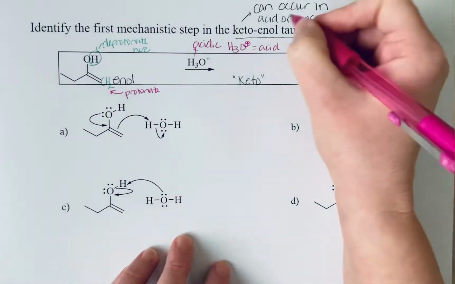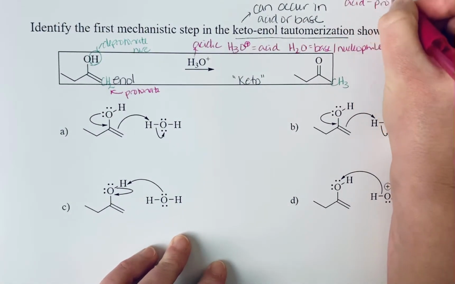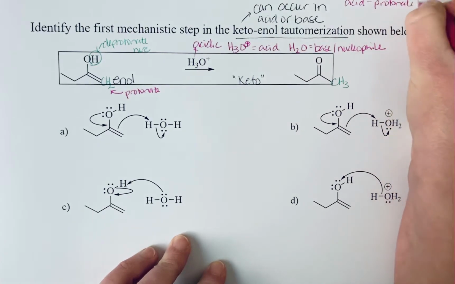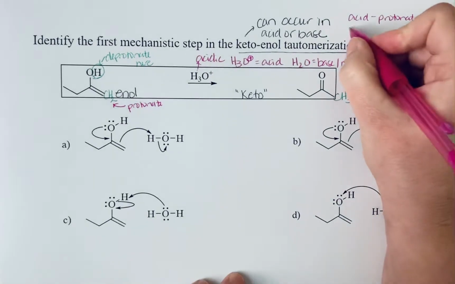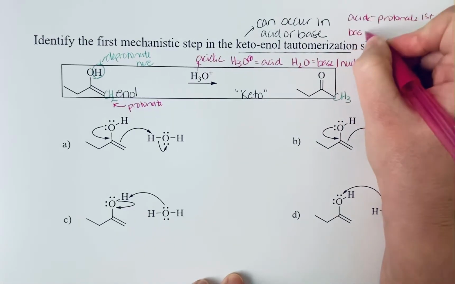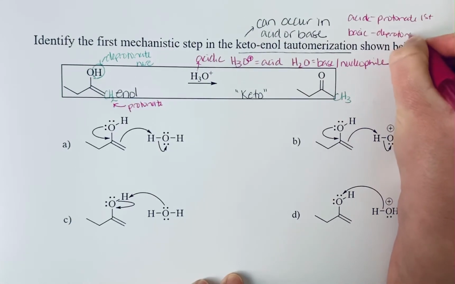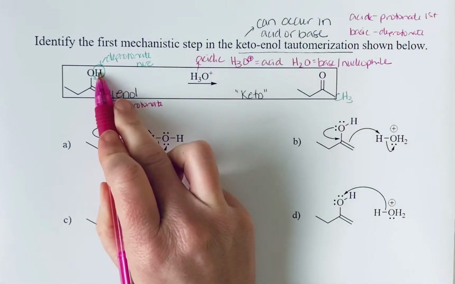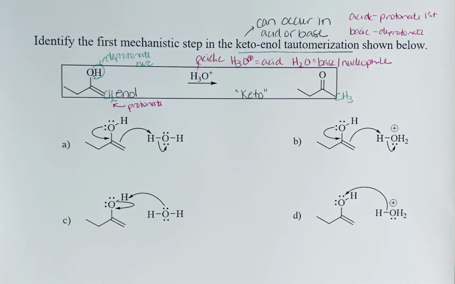Okay, so when you are in acid solution, you're going to protonate first. That's what acids do. They add protons, right? If you were in basic solution, you would deprotonate first. So if you had a base, you would take off that hydrogen. Since we have an acid, we're going to protonate. And so that means we're going to protonate using our acid, which is H3O+. And so that is the mechanistic step that's being shown here in B.